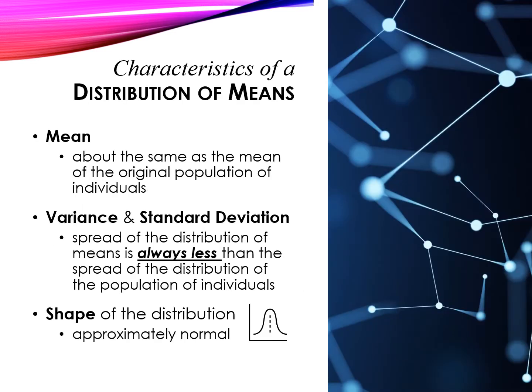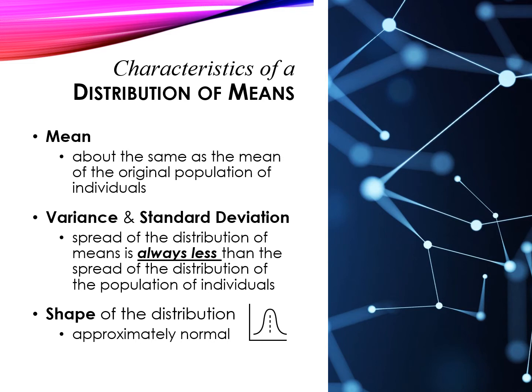Okay, so let's talk about some of the characteristics in a distribution of means. First, we need the mean for the distribution. One of the things that we see in a distribution of means is that the mean is about the same as the mean for the original population of individuals. So the mean for the distribution of means is the same as the original population of individuals. Okay, and this will become more clear as I start showing you some pictures.